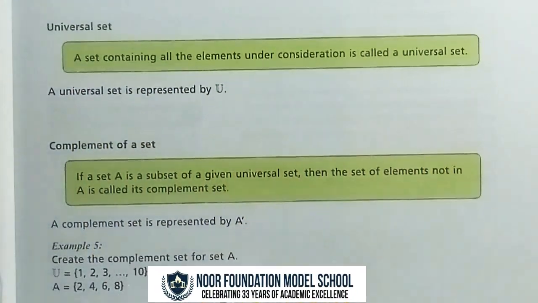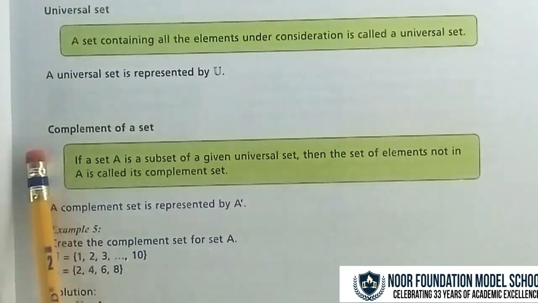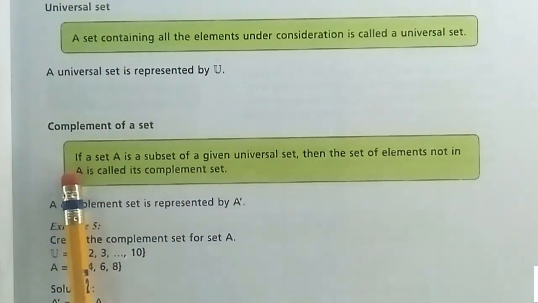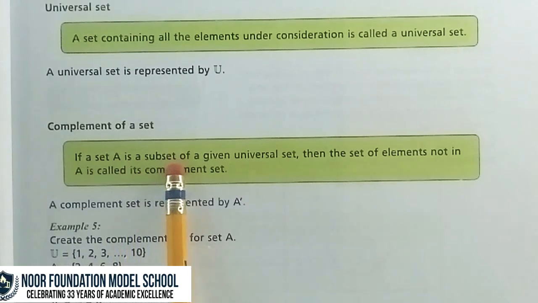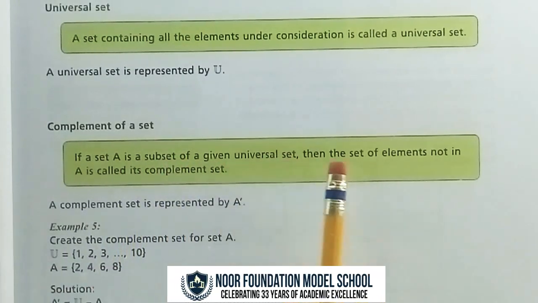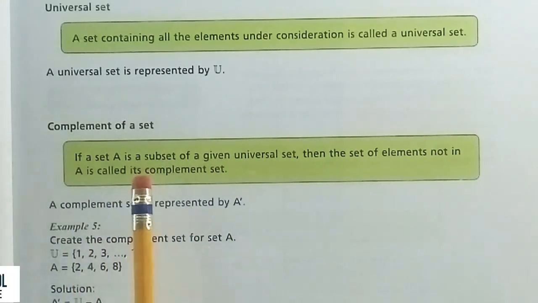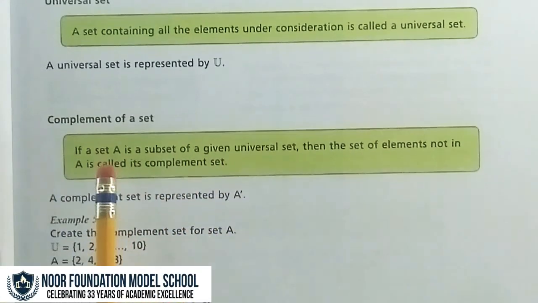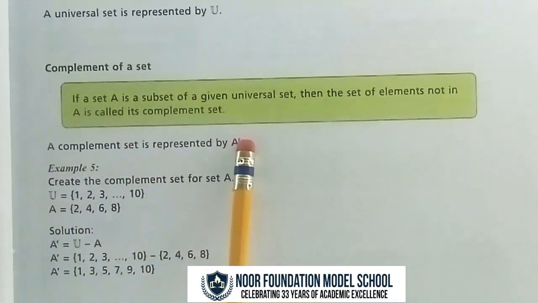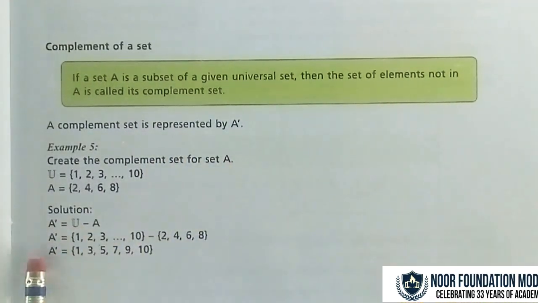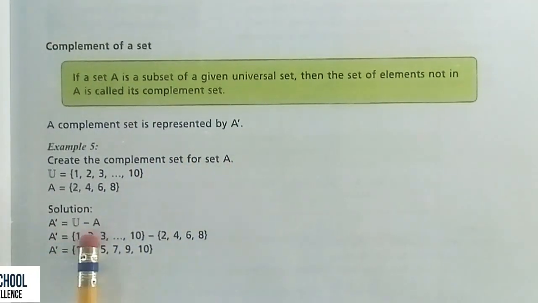It is the biggest set. Complement of a set. If a set A is a subset of a given universal set, then the set of elements not in A is called its complement set. It is basically universal set minus A. Complement of a set is basically a universal set minus A.